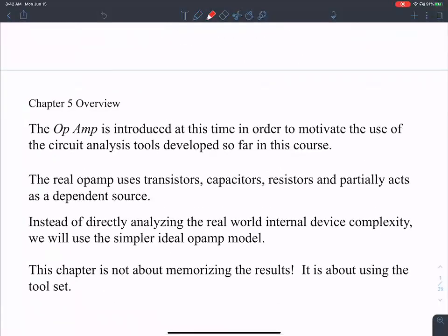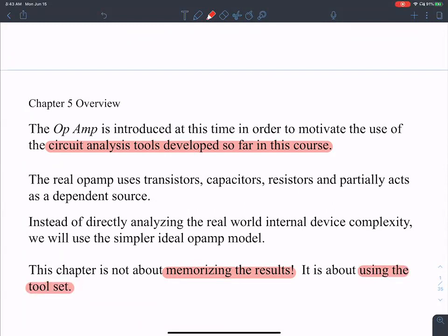Okay, so the idea of this chapter is to introduce an op-amp so as to reinforce the circuit analysis tools that we developed so far. Just try not to blindly remember the problems or the formulae. This chapter is not about memorizing the results, but about using the tool set that we developed so far.